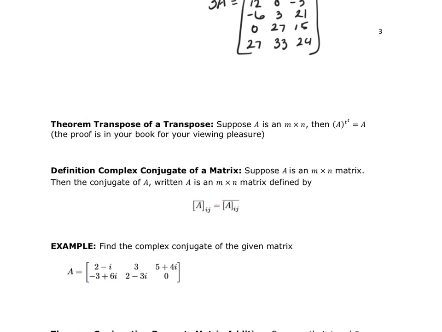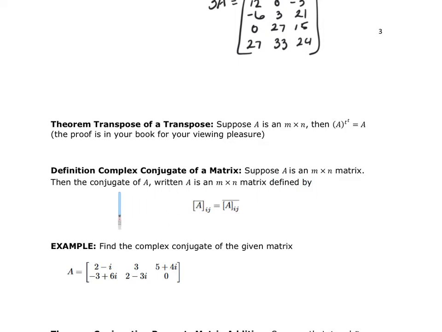The next thing that we get is that the transpose of a transpose is back to where you started. It's like the negation of a negation. You're back to where you started. So if you take your matrix A and you transpose it, and then you retranspose it, you get back to where you started. Cool?